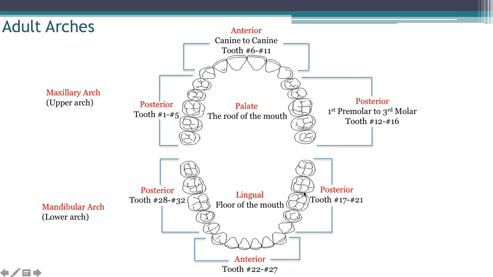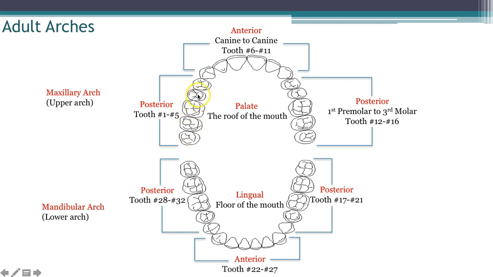Next, we have our posteriors. Our posterior teeth are the ones that are in the back. You might not be able to see these if you're smiling. You might be able to see one or two of them, but you might not see all of them. Our posterior teeth consist of our premolars and our molars.